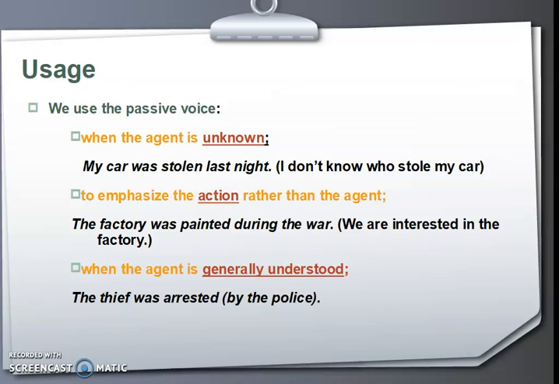Okay. We also use passive to emphasize the action rather than the agent. The factory was painted during the war. We're interested in the factory. Okay. Not who did the painting. The factory was painted. The action is in the focus of the sentence. And finally, when the agent is generally understood, the thief was arrested, obviously by the police. Okay, so it's not necessary to say by the police because it is generally understood. Who arrests people? The police.